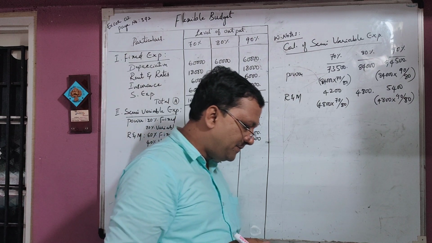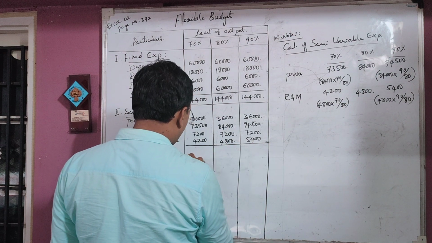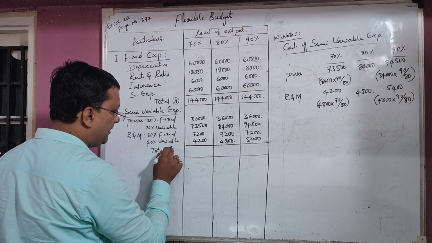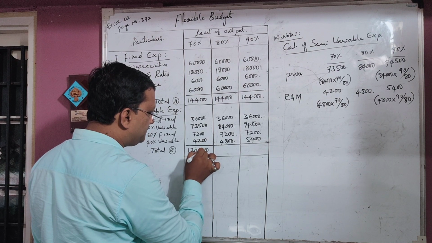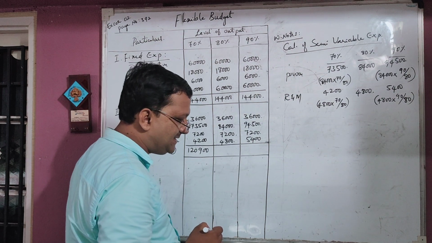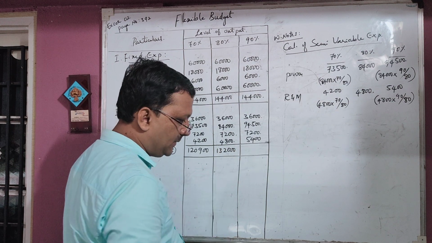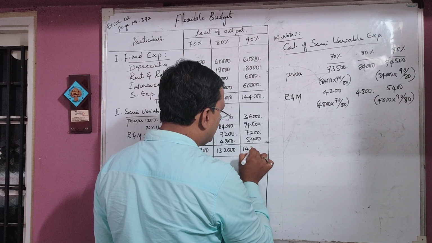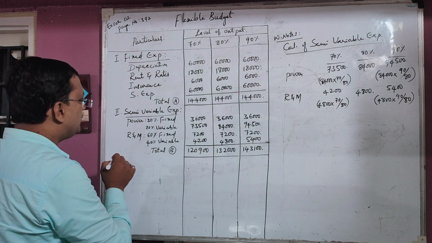Then make the total of semi-variable expenditure: 1,20,900. Here make the total. This is total B, 1,20,900. Then the total for 80% capacity is 1,32,000. The last total for 90% is 1,43,100. This is the total of semi-variable expenditure.